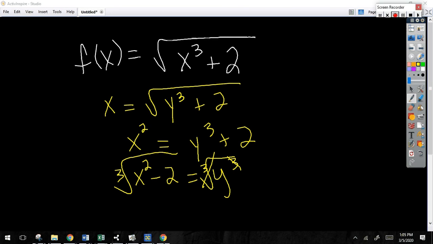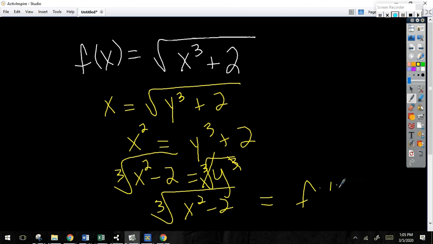They just call... All right, so I got the cubed root of x squared minus 2. That is what equals the inverse. Now, we have to think about domain. We always have to think about domain.